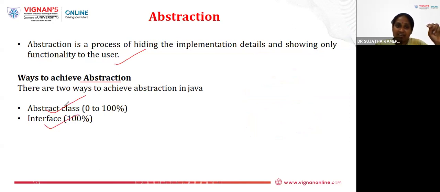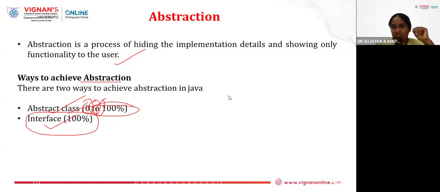By using abstract classes, I can achieve from 0 to 100%. That is, sometimes I may not achieve abstraction. Sometimes I may achieve 10% of abstraction. Sometimes I may achieve 50% of abstraction. Sometimes I may achieve 100% of abstraction based on how we write the program, right? But in the case of interfaces, we can always achieve 100% of abstraction, right?